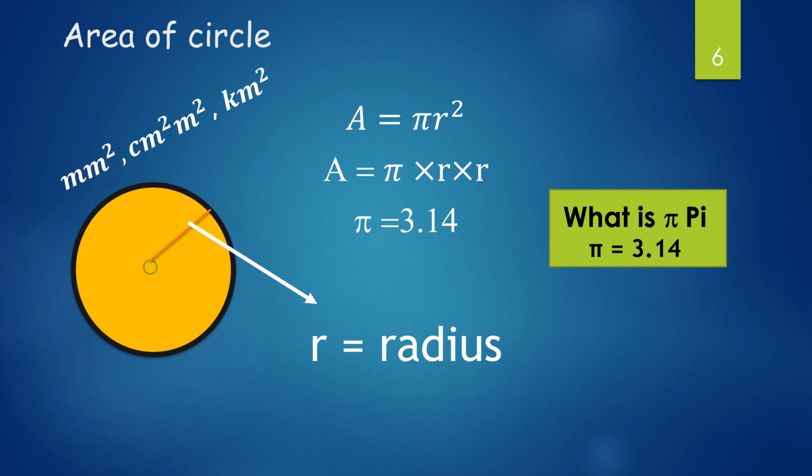Remember, what did we say about the pi? It's not a fixed number. If you divide the circumference by its diameter, it is 3.14, which is not a fixed number. And in pi r squared, r is your radius, and r squared means r times r.